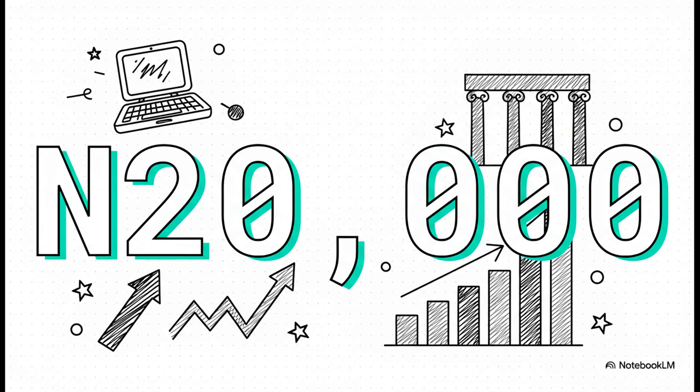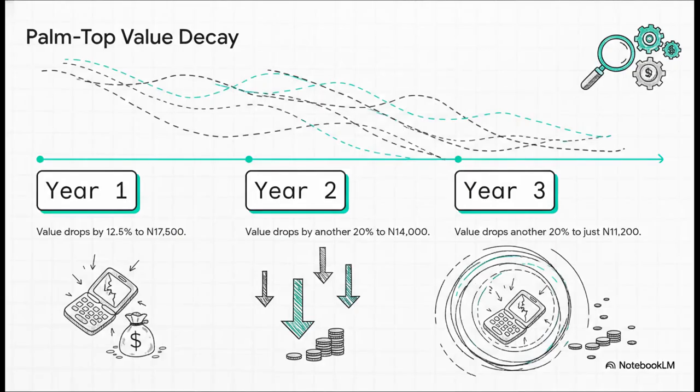That's our starting point, the peak value. And the loss here isn't a slow, steady trickle. Not at all. After just 1 year, its value falls by 12.5%. The next year, it drops by another 20%. By the time you hit year 3, it's lost almost half of its original price. Just like compounding growth, this decay can accelerate too.